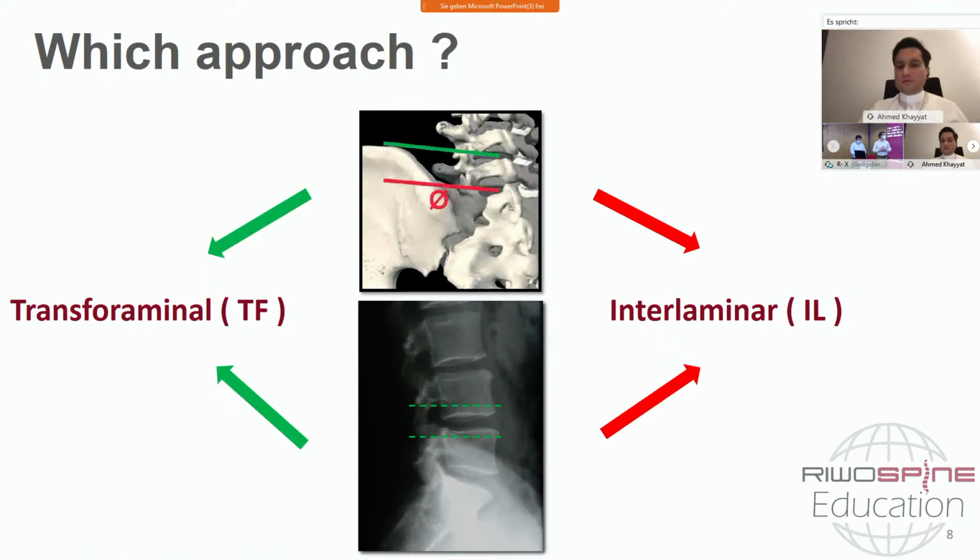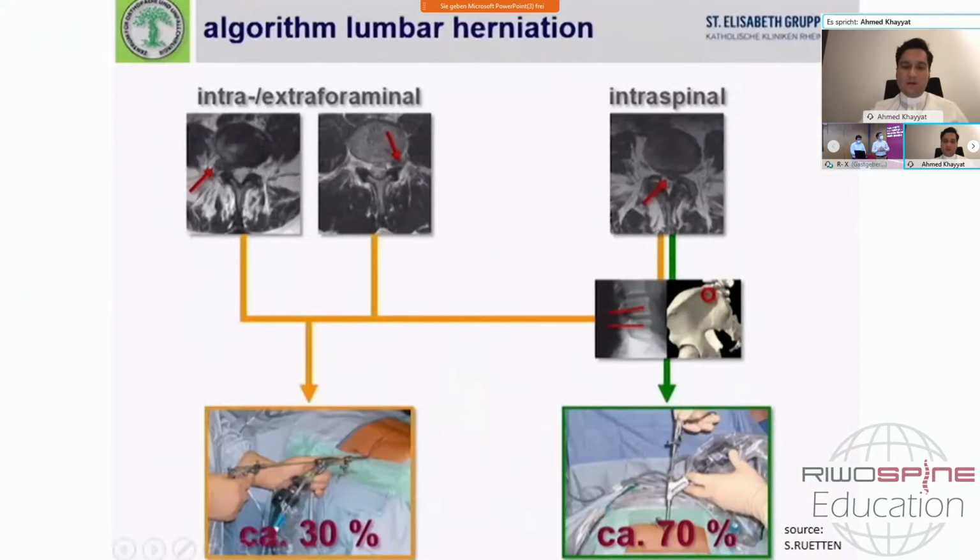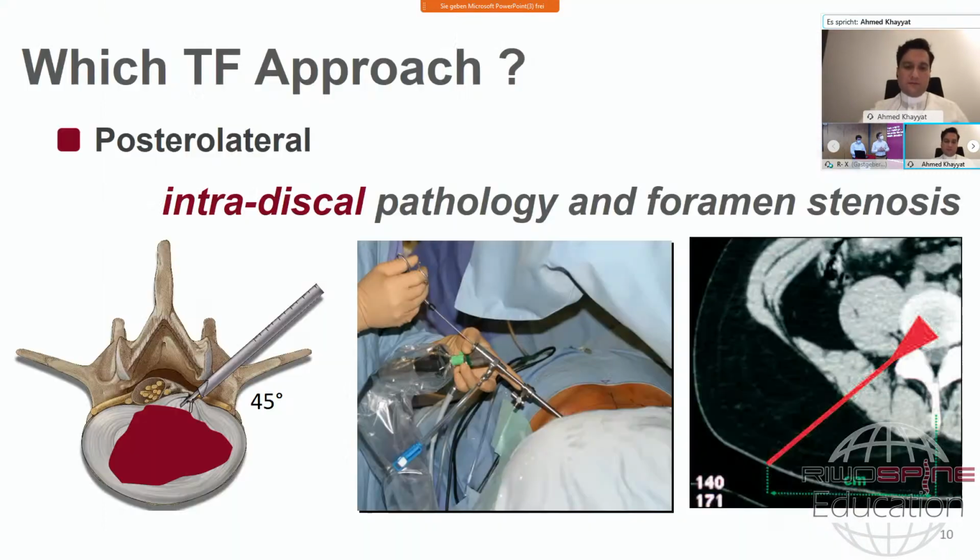So which approach do you use, interlaminar or transforaminal? In the next slide, I will explain which approach you use. Actually, more than 70% of the cases are intraspinal pathology, and 90% are at the L4-5 and L5-S1 disc spaces. So in 70% of the cases we use an interlaminar dorsal approach, and in 30% we use the lateral extraforaminal and transforaminal approach.